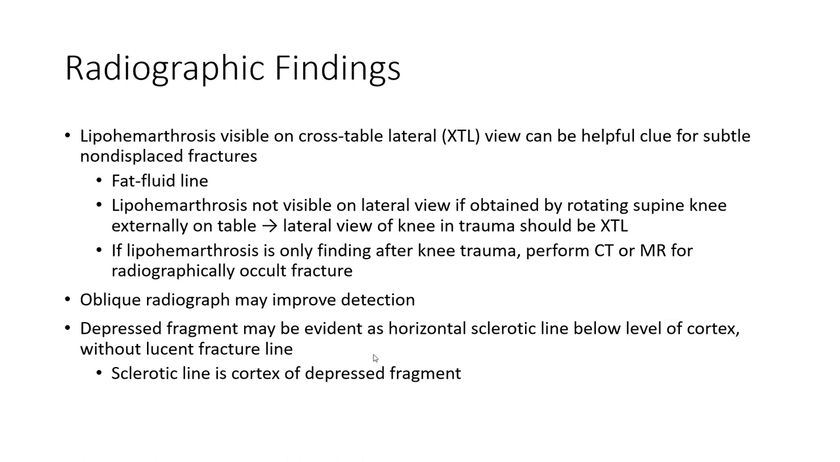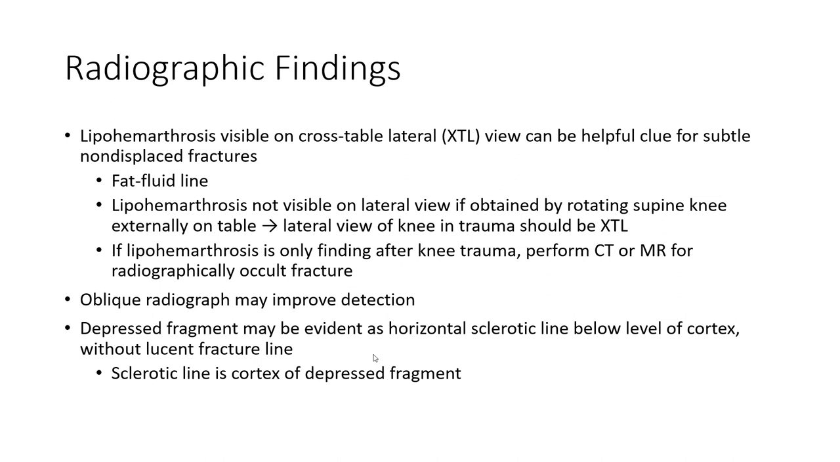Radiograph finding: lipohemarthrosis visible on a cross-table lateral view can be useful. It is a helpful clue for a subtle non-displaced fracture, with fat-fluid lines. Lipohemarthrosis is not visible on a lateral view if obtained by rotating the supine knee externally on the table. The lateral view of the knee in trauma should be a true cross-table lateral view.